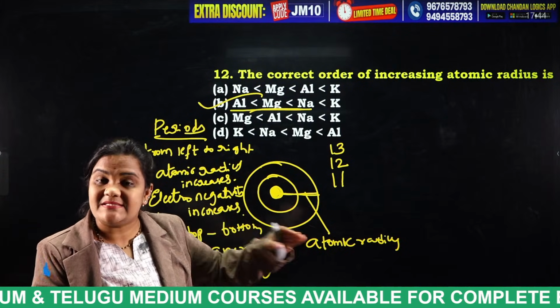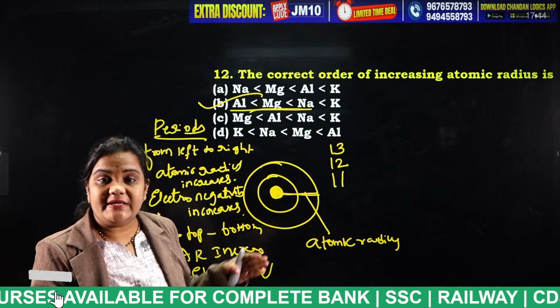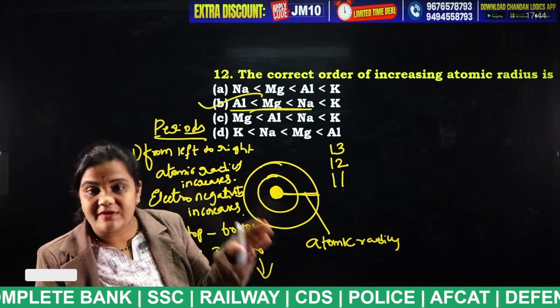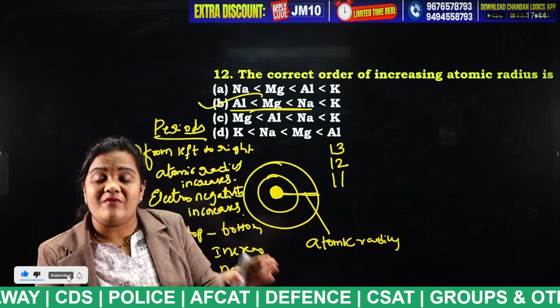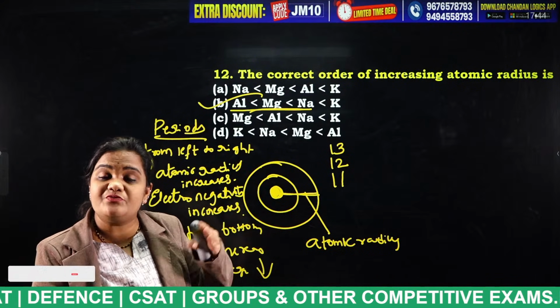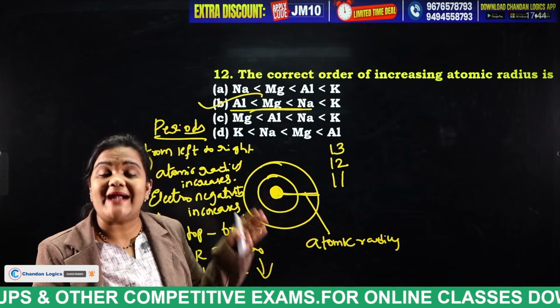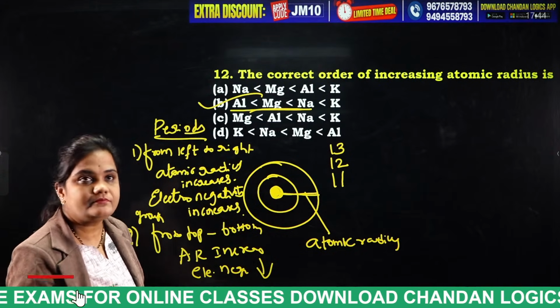By this we can say that aluminium has the highest atomic radius, then magnesium, then sodium, then potassium. Why? Because potassium is in period 4, and as we all know, if we move from left to right, the atomic radius decreases. Okay, done. Next question.